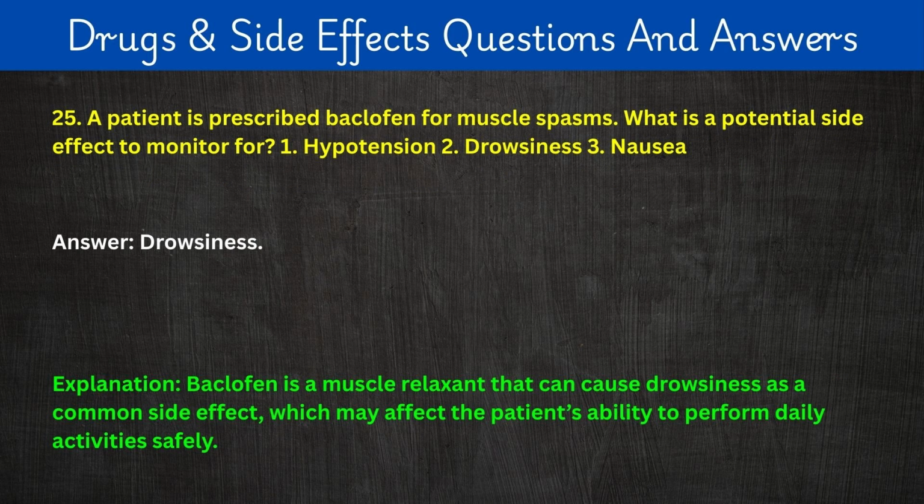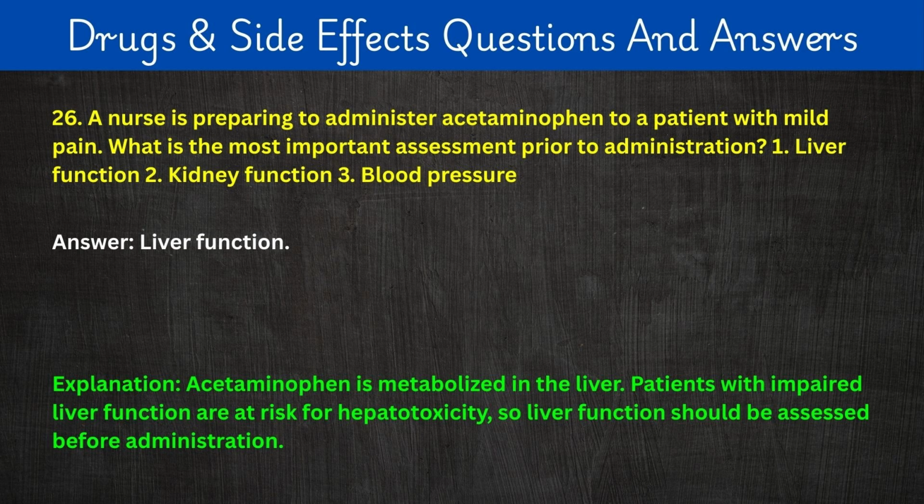25. A patient is prescribed baclofen for muscle spasms. What is a potential side effect to monitor for? 1. Hypotension. 2. Drowsiness. 3. Nausea. Answer: drowsiness. Explanation: baclofen is a muscle relaxant that can cause drowsiness as a common side effect, which may affect the patient's ability to perform daily activities safely. 26.